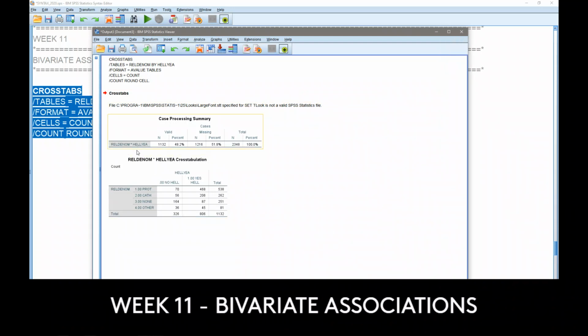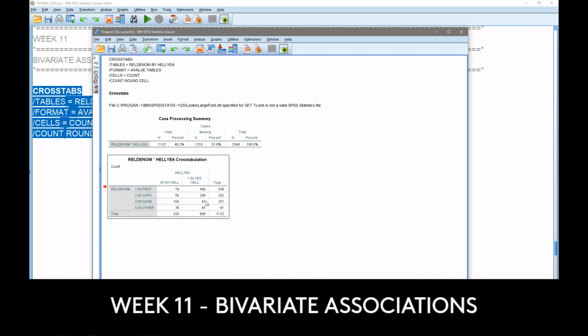We see a case processing summary here that looks at the total number of cases across both variables. So across both variables, there were 1,132 respondents who answered both questions. Then you see a tally of missing cases and then a total.